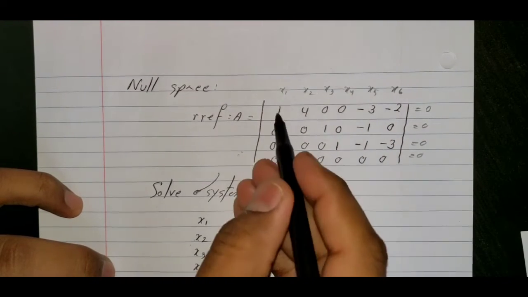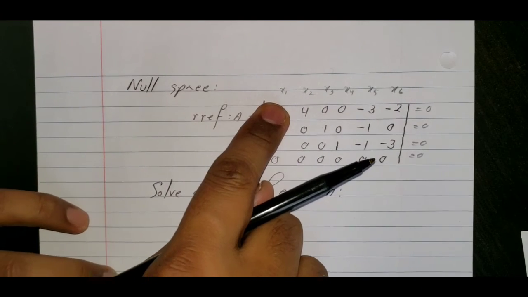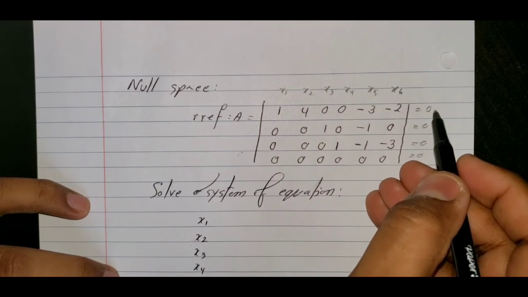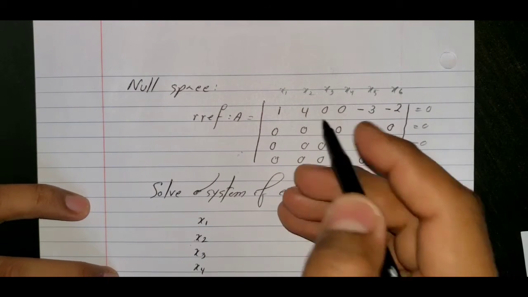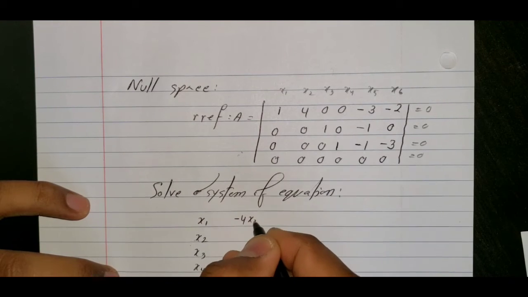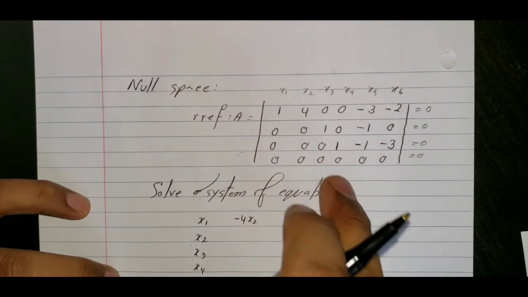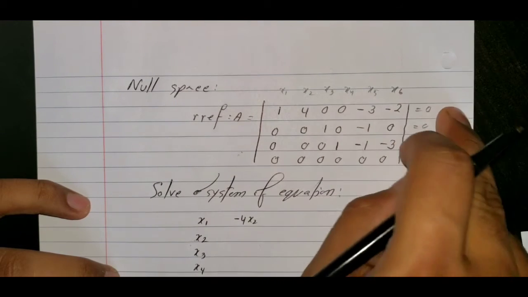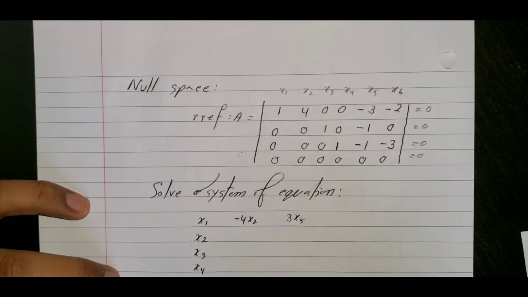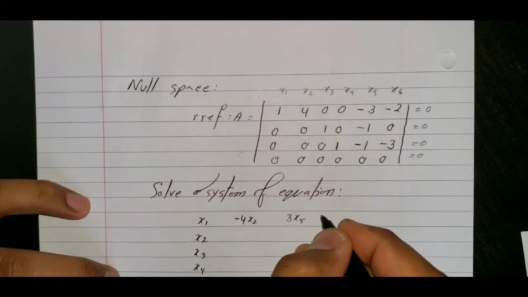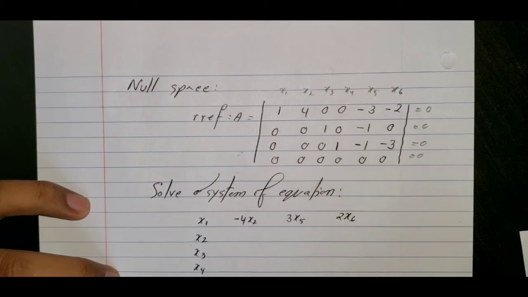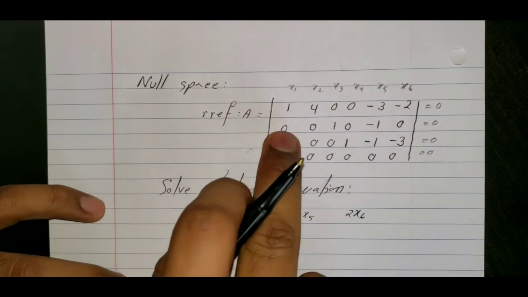Now, you have the x1, which is a 1. If I just take this as x1, I'm getting this 4. If you take this to the other side of the equation, you're getting minus 4. So that gives you minus 4x2, right? And this x5 is coming on this side. So you have 3x5, right? And this is x6. So you have 2x6, right?